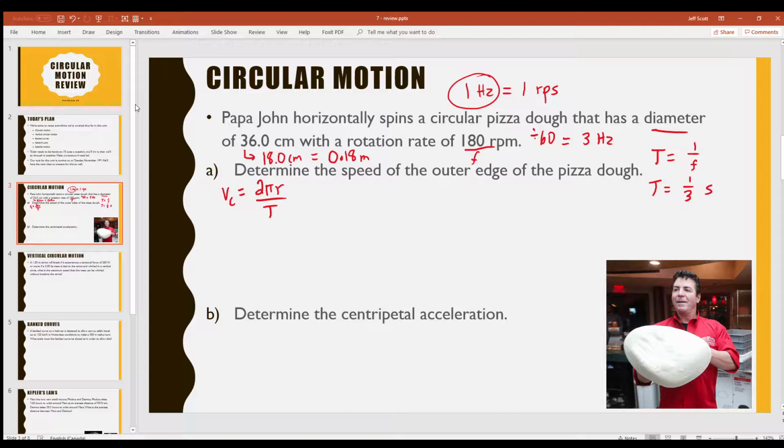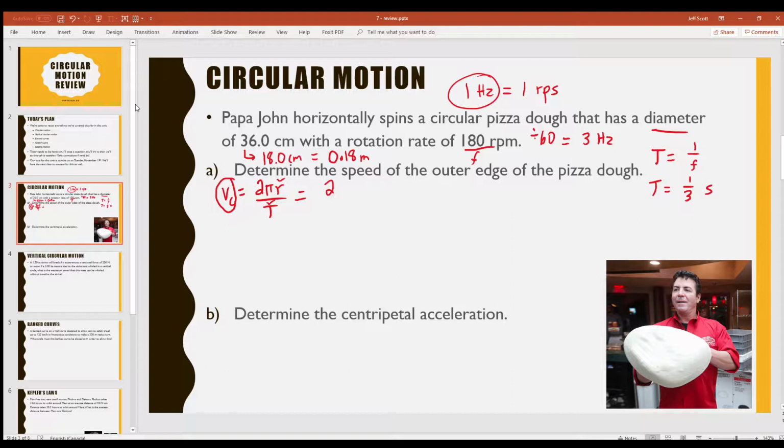So in other words, the amount of time it takes for a complete revolution of this pizza dough to happen, or to spin around, I should say, is 1/3 of a second. So we know from our vC formula, we're ultimately trying to find our centripetal velocity. We know, of course, what r is. It's 0.18 meters. And we know what T is. We just found it was 1/3 of a second. So all you have to do is just throw these numbers in now.